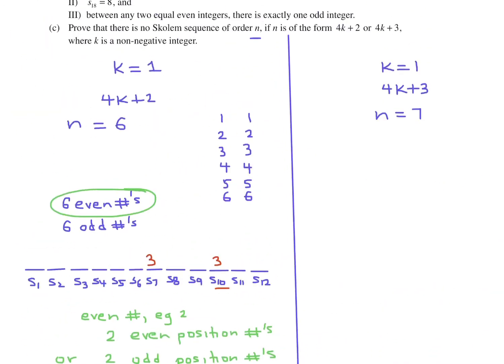And therefore, we have shown that there is no Skolem sequence of order n if n is of the form 4k plus 2. And in my case, I chose k equals 1. All right? And in a very similar way, I will save you the pain. You can show it for this 4k plus 3. And I chose k equals 1, and therefore n would be 7. In a very similar way, you can show the exact same argument or proof to show that it will not work for this scenario also. All right, so I hope that made sense. Practice this one in your spare time, that will help you fully understand this question.